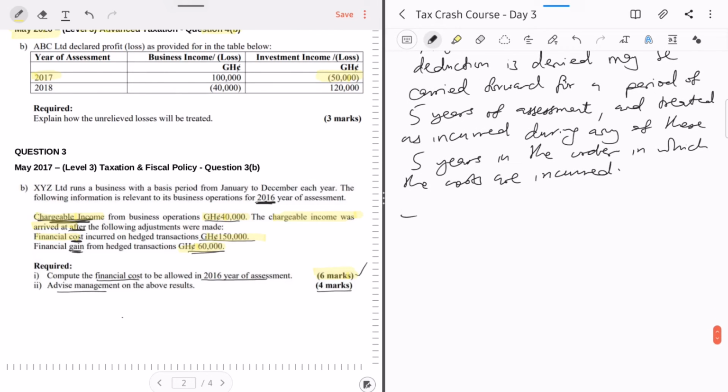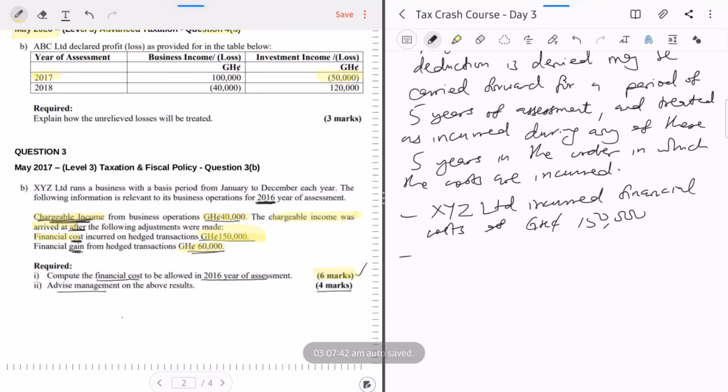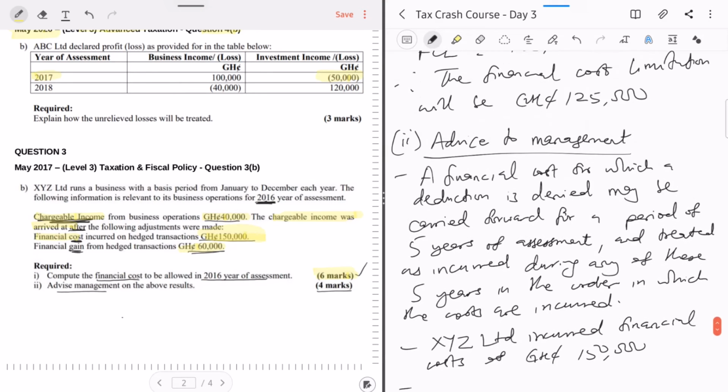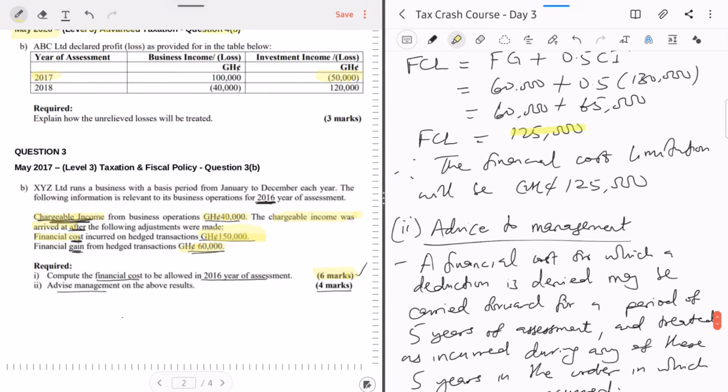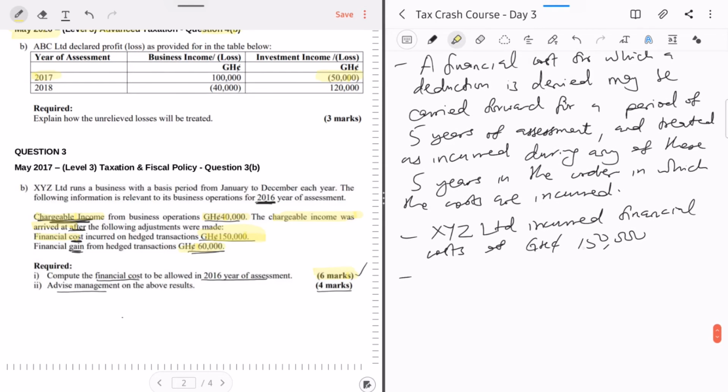Then we say, let's now relate it to the question. I was about to say the company. Let's use the company's name. So we say XYZ Limited incurred financial costs of what? 150,000 cedis, right here, right? 150,000. But we are saying that what? We said the financial cost limitation here is 125,000, right? So they spent 150,000, but they can only get what? 125 in this year, right?